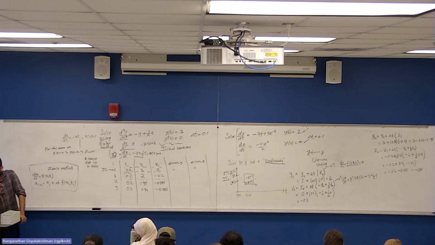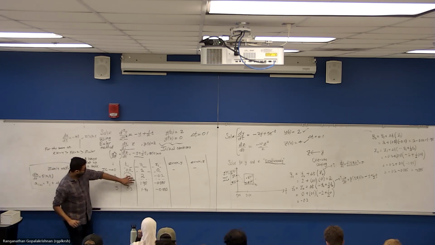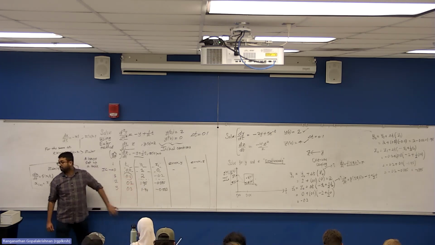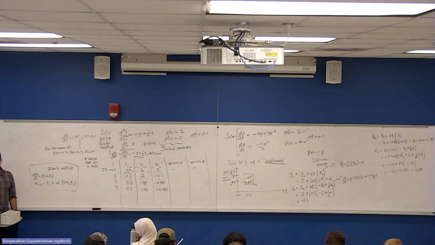For y, I initially got 1.86 for the third iteration. You got 1.86? I don't think that's correct. My Excel also tells it is 1.9405.